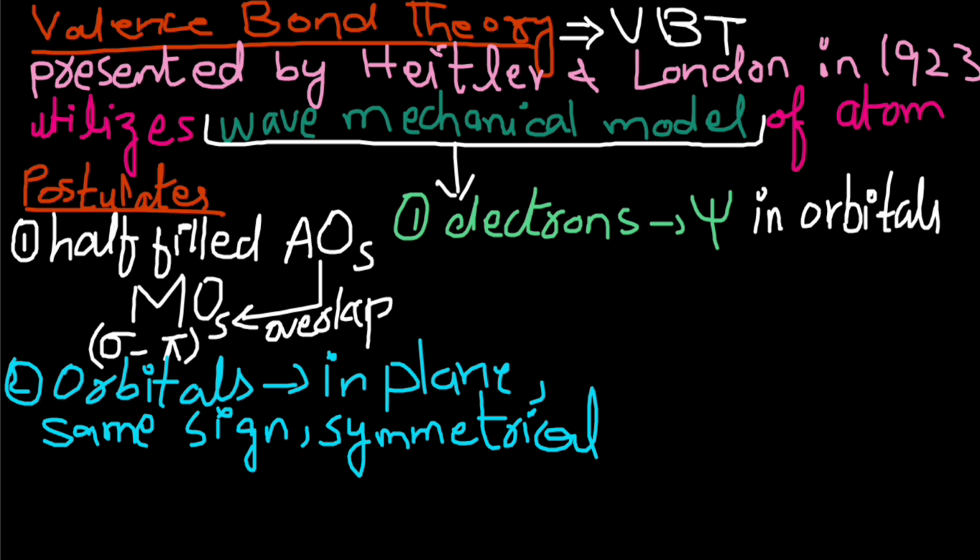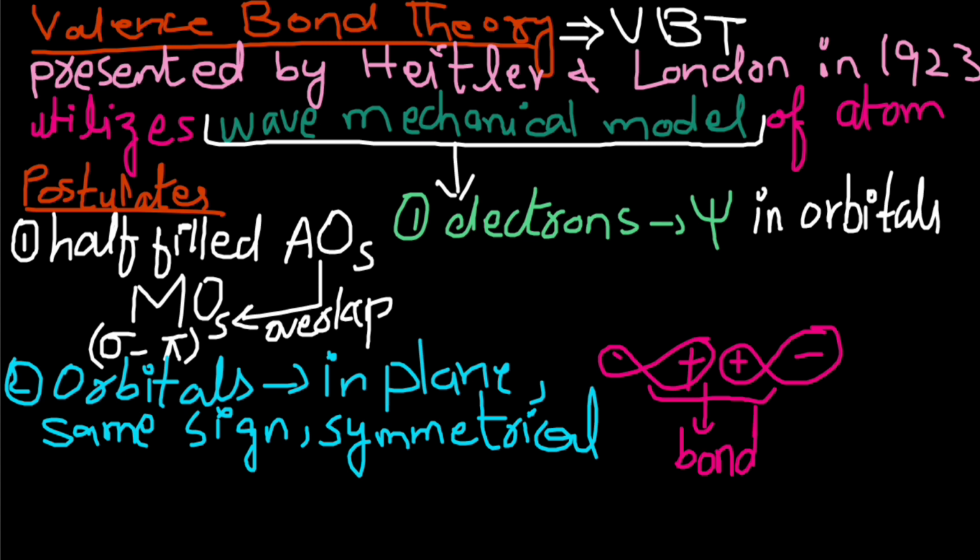For example, this is a p orbital, and this is the plus lobe and minus lobe. That is going to overlap with another p orbital. If two p orbitals have the lobes with the same signs in front of each other, they will result in bonding. Moreover, you can see that these orbitals are in one plane along the x-axis. Then these orbitals can overlap.